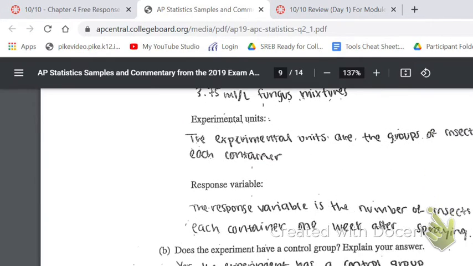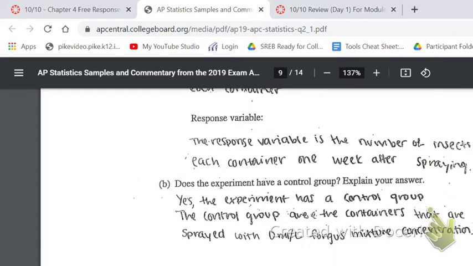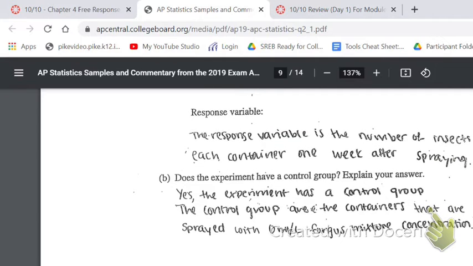Response variables, the number of insects alive in each container 1 week after spraying. Yes. Overall, on the first part, this student received an essentially correct. Does the experiment have a control group? Yes, the experiment has a control group. The control group are the containers that are sprayed with 0 milliliters of fungus mixture concentration.